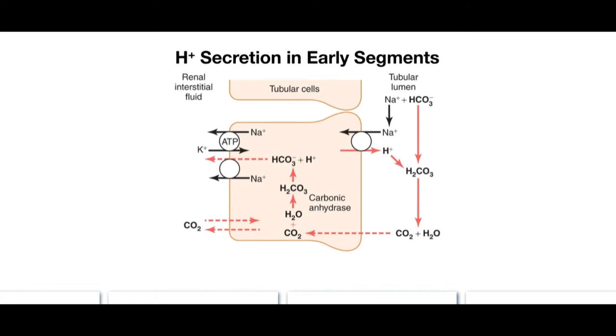So in the early segments of the nephron, what do we see? We have our acid over here on the tubular lumen side. Where is that acid coming from? It's coming from the conversion of CO2 and water from both the interstitial fluid and the tubular lumen, just diffusing into the cell and being converted by carbonic anhydrase in order to produce a proton and a bicarb. Okay? So a bicarb is going to be reabsorbed across into the interstitial space, and the proton is going to be secreted in exchange for sodium.